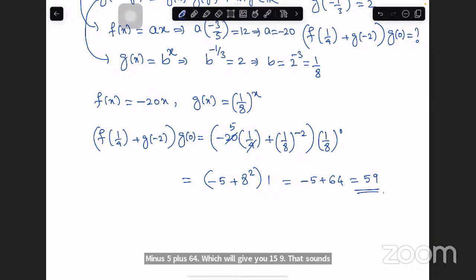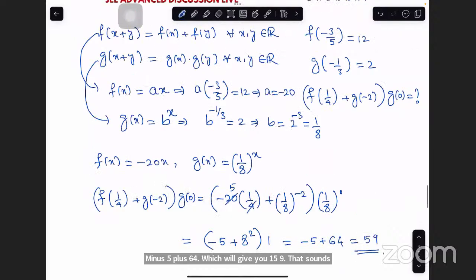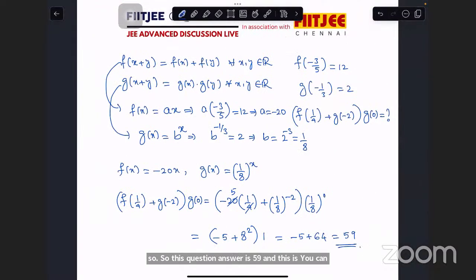So this question's answer is 59, and you can say it's a very easy question from functional equations. So hope it is clear. Karthik ji, I'm done.